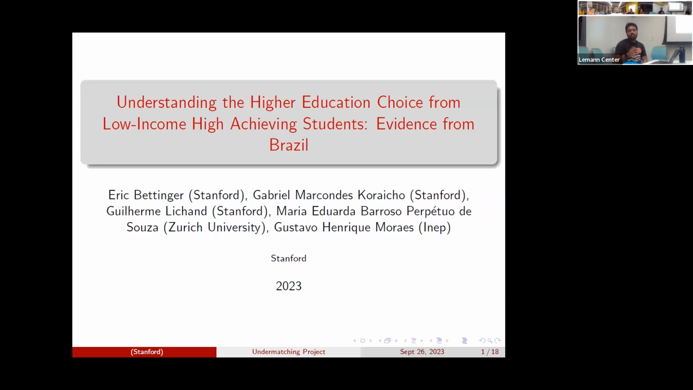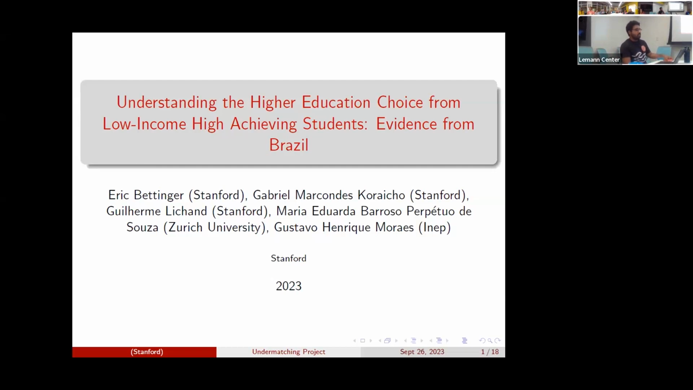For now, I only have some initial results, but overall I think this project has a lot of different nodes and possibilities to go on. So all the comments are more than welcome. I'm working on this project with Professor Eric, also with Professor Guilherme, and Gustavo is also helping from the Inep side, and also Maria on the project itself, or Ari.